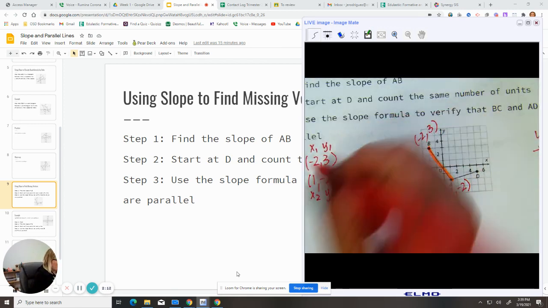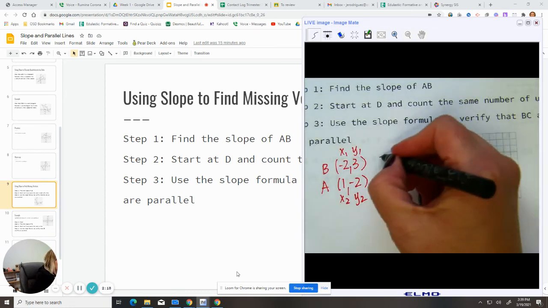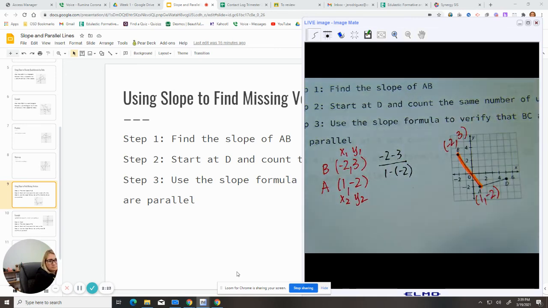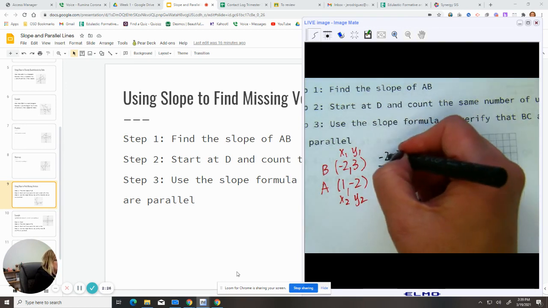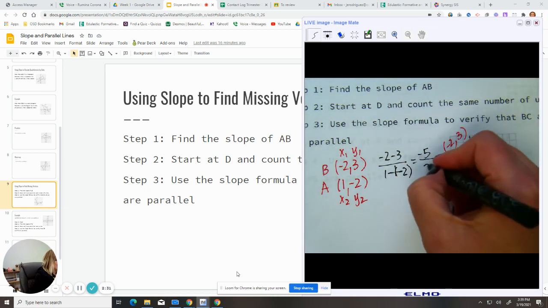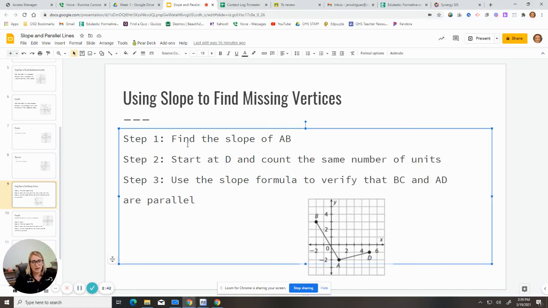So anyway, let me change colors. We are going to do y2 minus y1 over x2 minus x1. I have -2 minus 3 is -5. I have 1 plus 2, which is 3. And that can't be simplified. And so we are going to use that as our slope. So if you look back at this, we found our slope. Now we're going to start at D, and we're going to count the same number of units that it's going to take for us to get there.